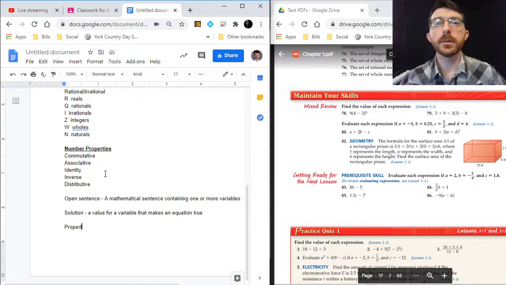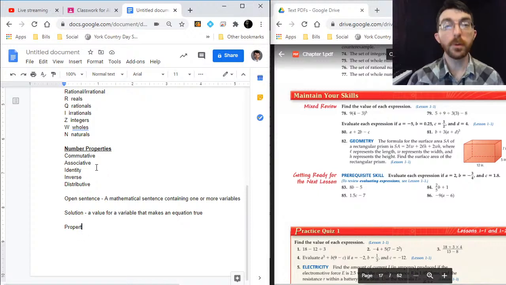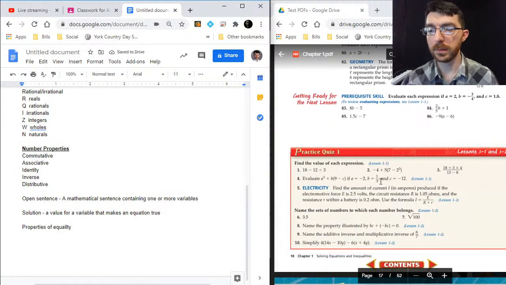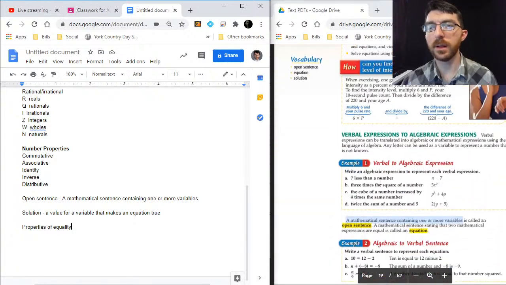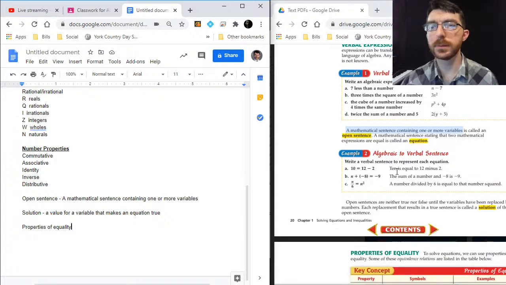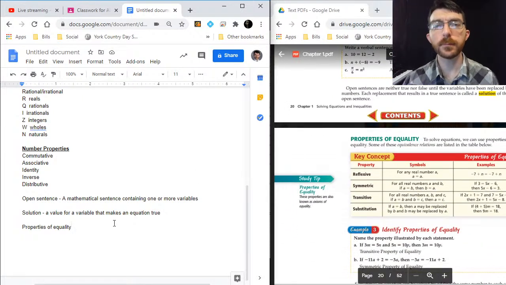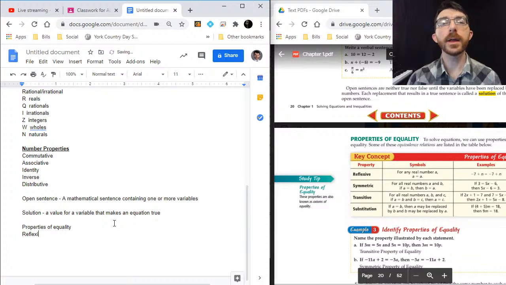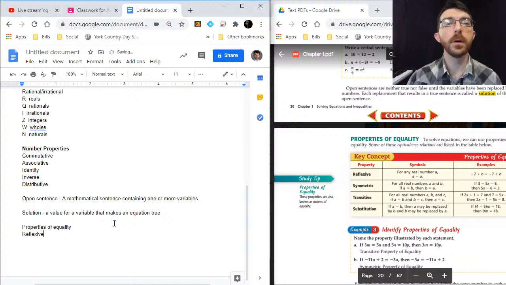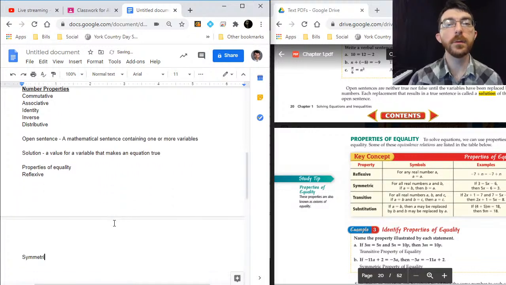Okay, let's see. All right, so properties of equality. Let's get down there. Properties of equality. Here we are. Reflexive. Symmetric. Transitive. Substitution.